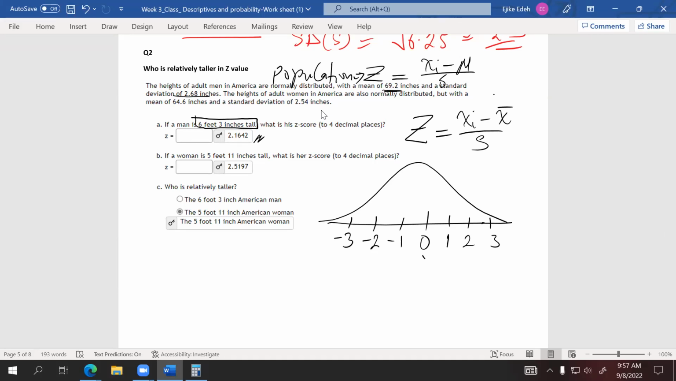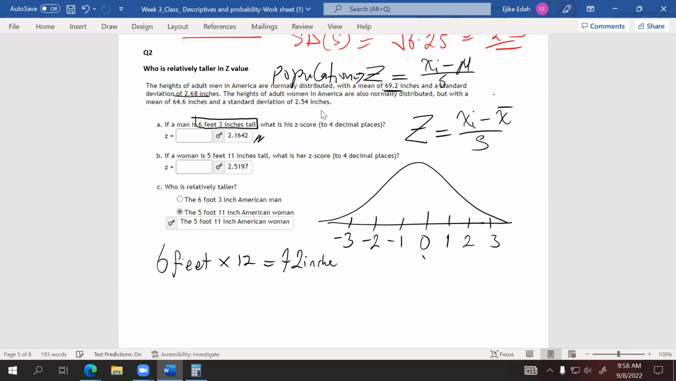So you want to work in the same unit, so convert everything to inches first. I could take 6 feet and convert that to inches by multiplying by 12, because 1 foot is 12 inches. If you multiply that, you get 72. Is that correct? Yes. Okay, so this is 72 inches.